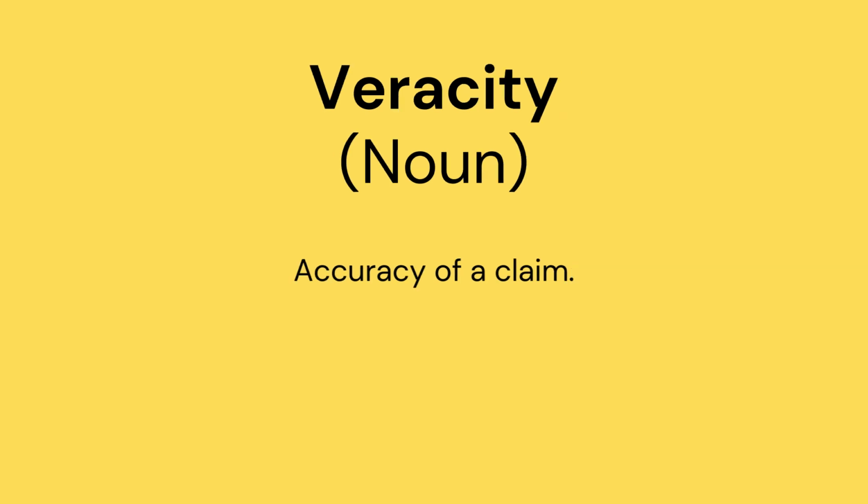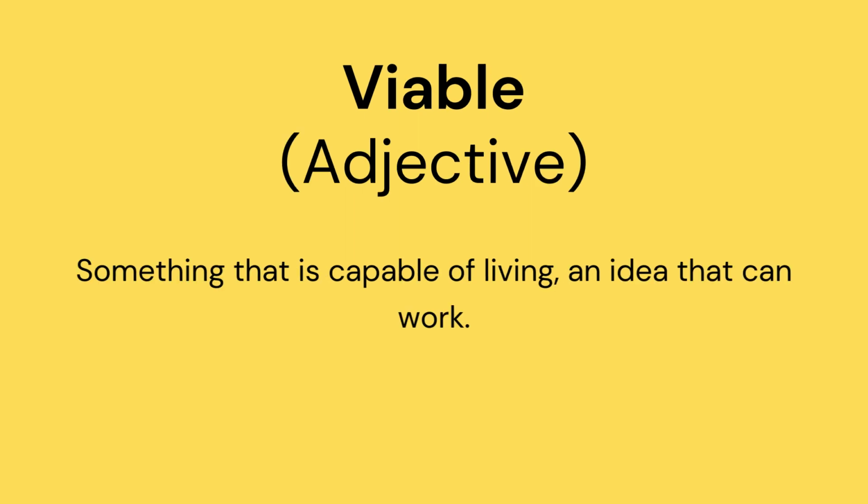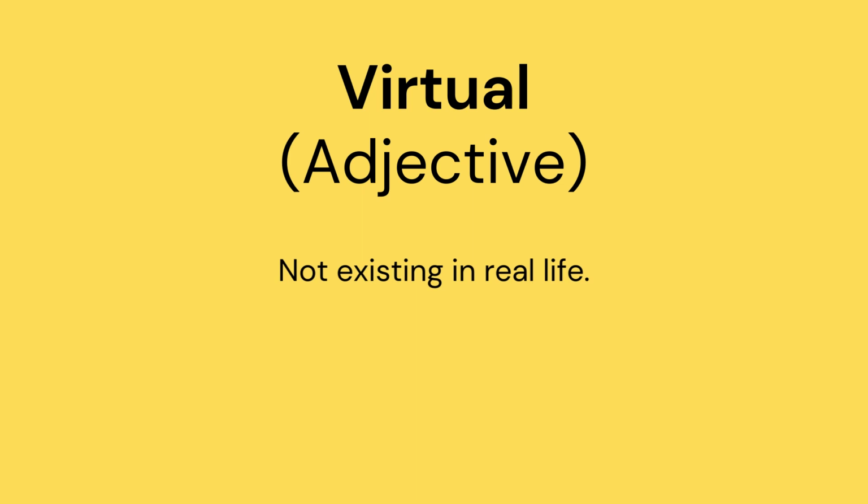Veracity is a noun referring to the accuracy of a claim. Viable is an adjective. It refers to something that is capable of living, an idea that can work. Virtual is an adjective, and it means something not existing in real life.